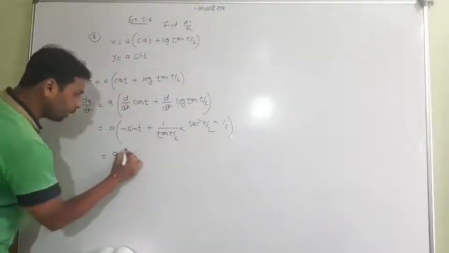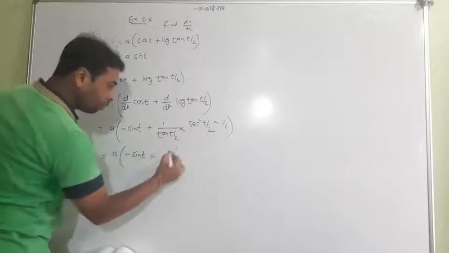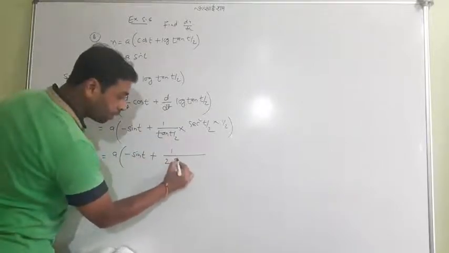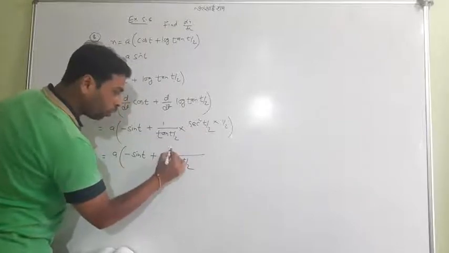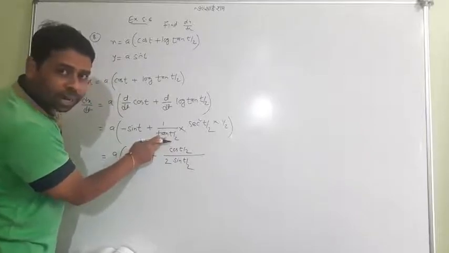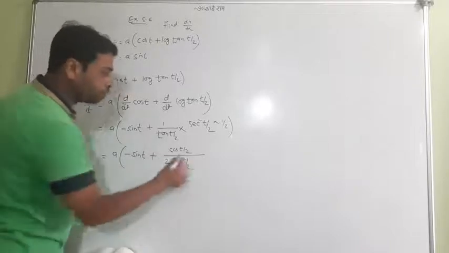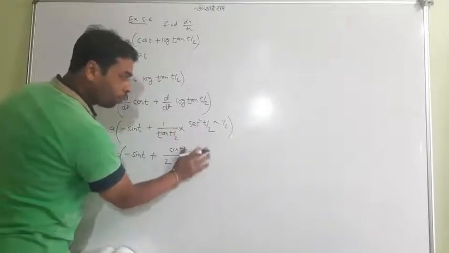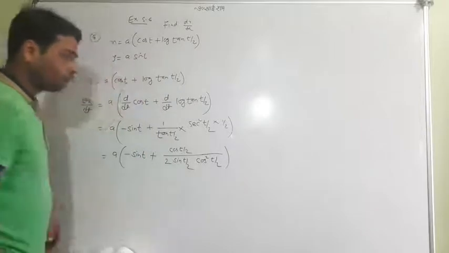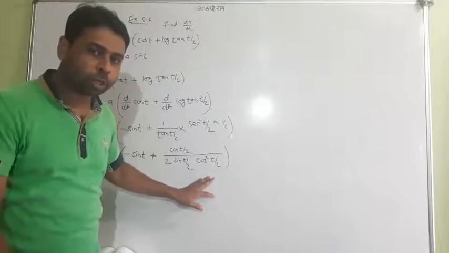Now what to do? Minus sin t. This is 1 by 2. This is tan t by 2, which I will write as sin t by 2 upon cos t by 2. Actually it was in the denominator, so when I write that sin by cos, it will automatically become cos by sin. And this is sec square, which will be written in the denominator as cos square t by 2. It was in the numerator, so when I keep it in the denominator it will automatically be its reciprocal, which is cos square t by 2.